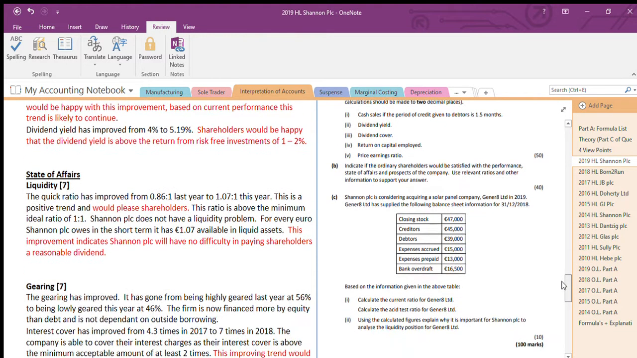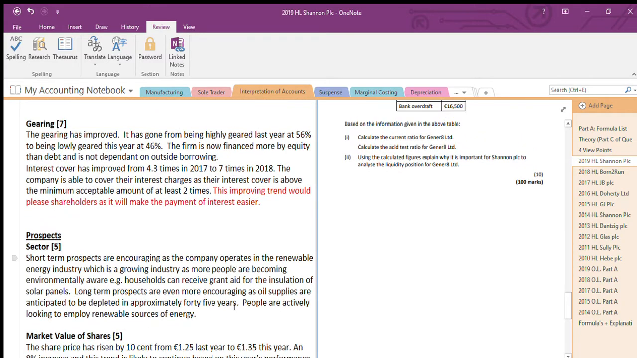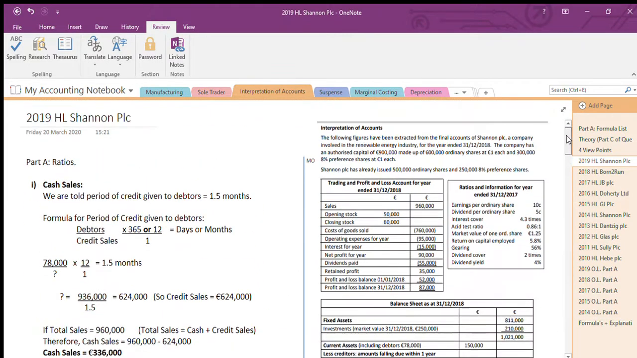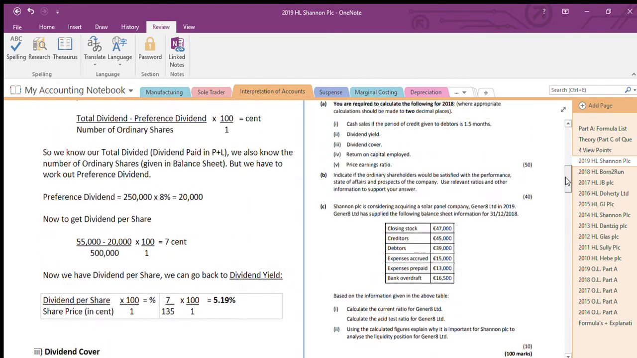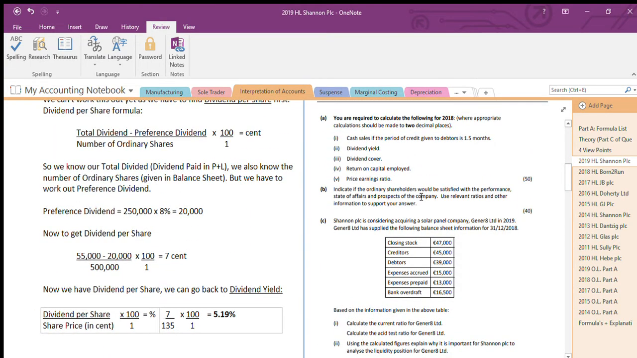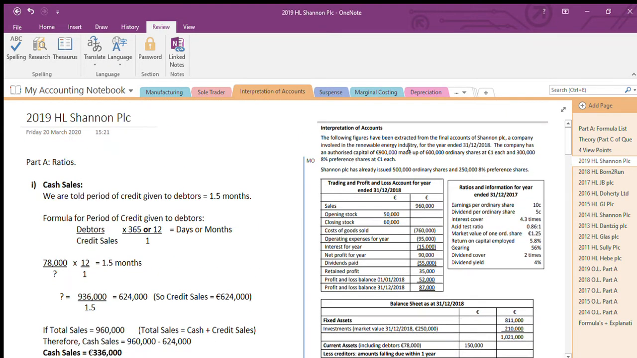In the question as well, every single time you'll have to talk about the sector. Now, if I go up to the top of the question, I can see that Shannon PLC is involved in the renewable energy industry. Every single question, in the first two lines, they'll tell you what industry they're in. So because you're talking about how somebody would feel about how the company is doing and their prospects for the future, you have to pay attention to what sector they're in.